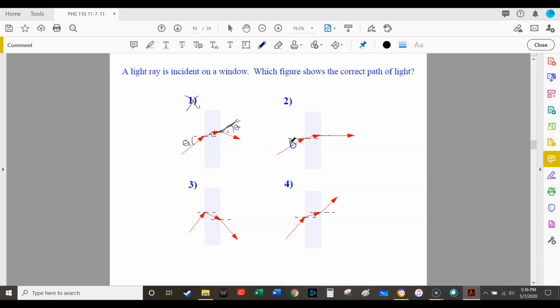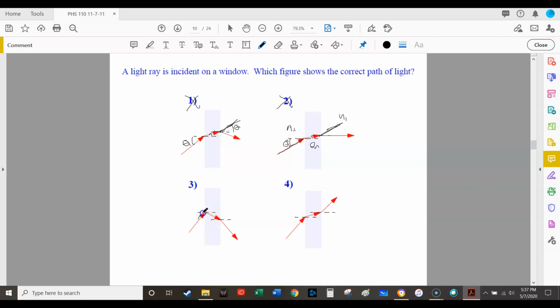Number 2 shows it also coming in and also bending towards the normal, so that seems great. But then it hits the normal here, and now it's moving along the normal, which can't happen. It would have to, again, bend out, and this ray here should be parallel to this ray here, if the two indices of refraction are the same. So this can't happen.